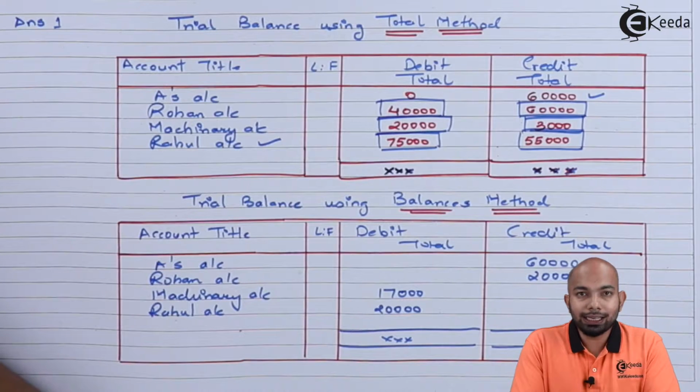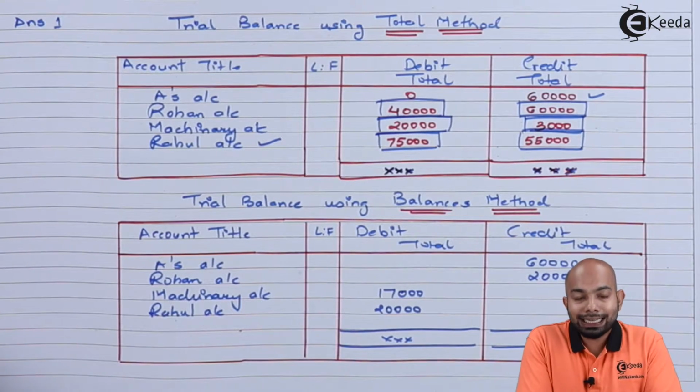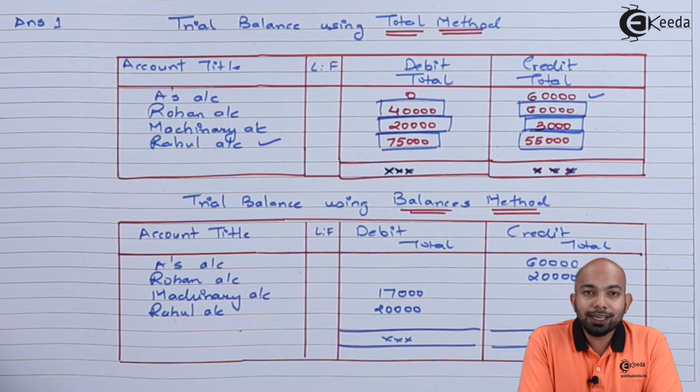These totals will tally. Now that we have only taken examples, hence I've cross-marked it and not totaled the complete account. Once you have the complete sum, you will be totaling the debit side and the credit side. We'll be matching the total of the debit side and the credit side.